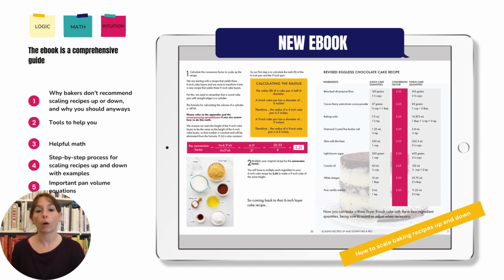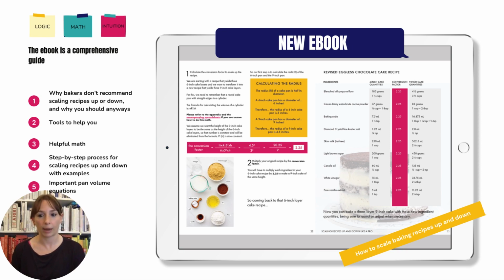So I'm going to go through all the math and the steps in the process to scale a recipe up or down. We're going to go through the tools that you need in order to do that math and to scale a recipe up and down. I'm going to give you some examples of the math that you have to do. I'm going to go through a cookie recipe that we're going to scale down and a cake recipe that we're going to scale up.